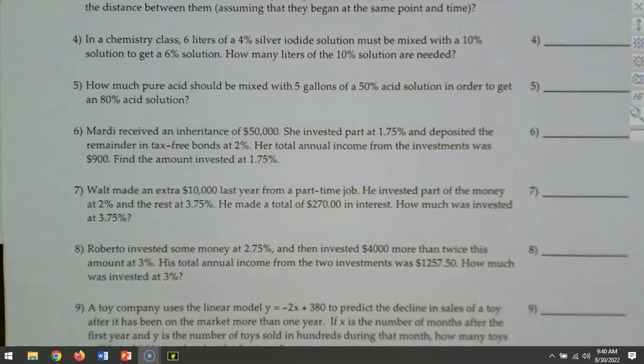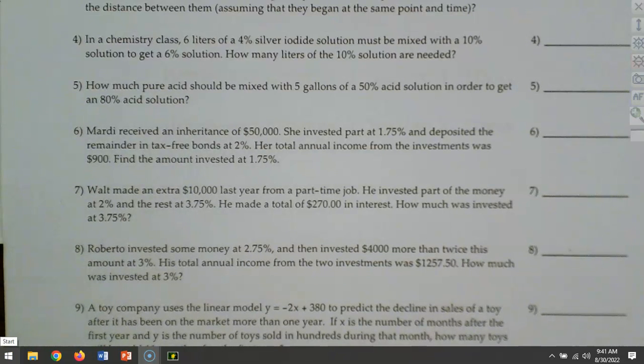And we went over some of these last time, but let's talk about question 4 again. All right, and question 4 is a mixture problem. So we're going to have to make a diagram. Then we're going to have to build our equation from there.